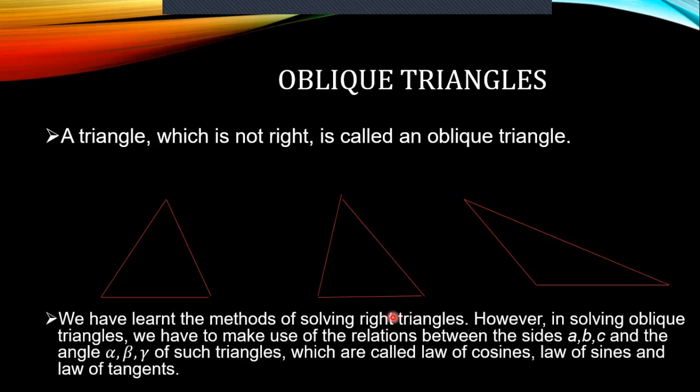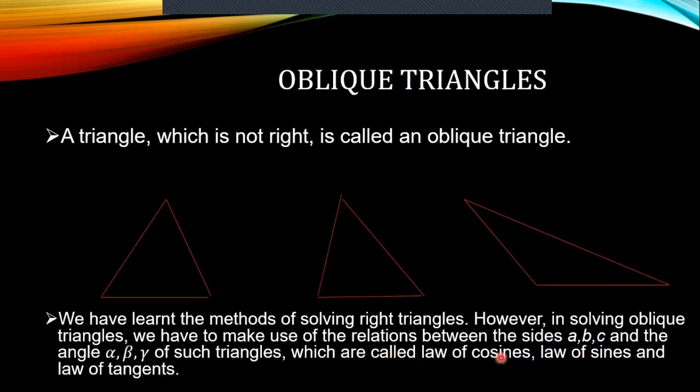We have learned the methods of solving right triangles. However, in solving oblique triangles, we have to make use of relations between the sides a, b, c. As you know, we represent the sides by small English alphabets a, b, c, which are opposite to capital A, B, and C, and the angles alpha, beta, gamma of such triangles, which are called law of cosines, law of sines, and law of tangents. We are going to use these three laws now.